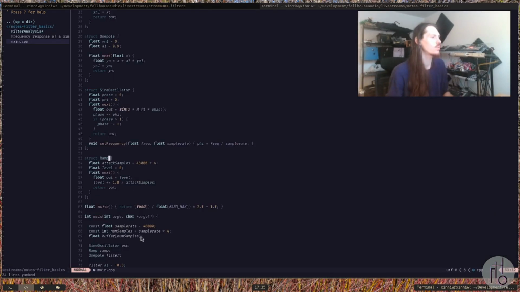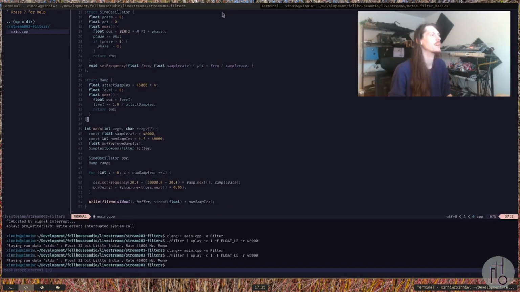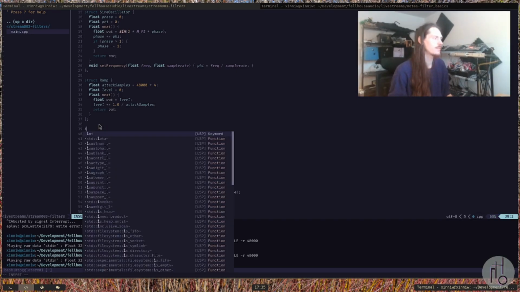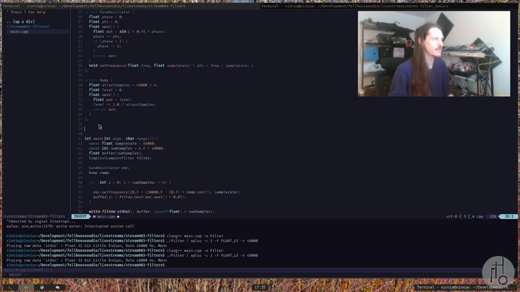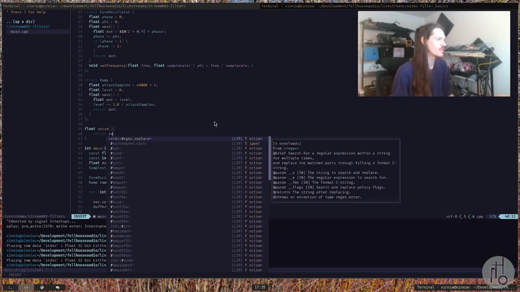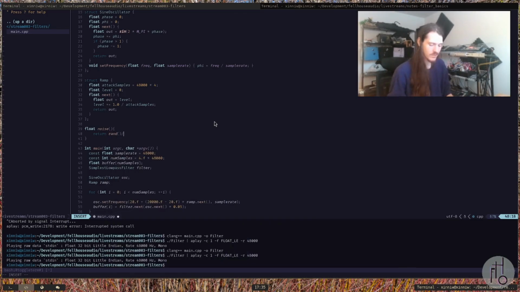I want to show one other way that you can use to sort of auditorily evaluate a filter. You can send white noise into it. We haven't done this on the stream yet, so instead of copy pasting this, I'm going to actually write the noise function from scratch. This is not the only nor the best way to write a noise function. It is certainly not the most performant way, but it'll do for right now.